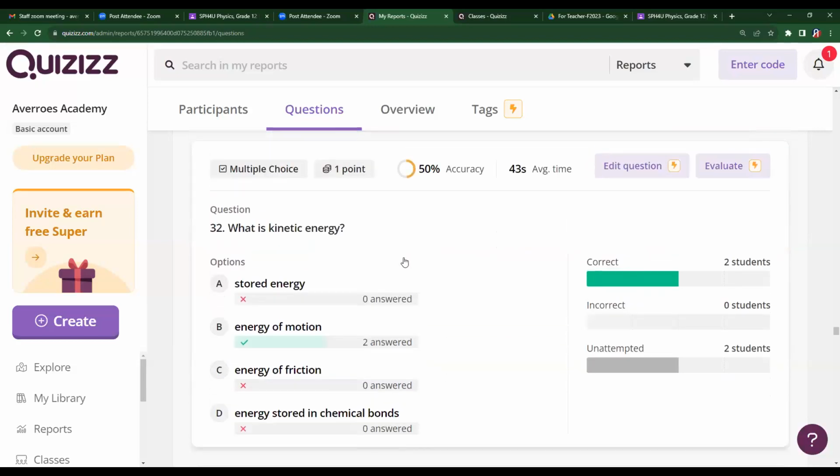Kinetic energy, so energy of motion. It depends on mass and speed. The bigger the mass, the bigger the speed, the bigger the kinetic energy. It's like a heavier car that moves with bigger speed has bigger kinetic energy.